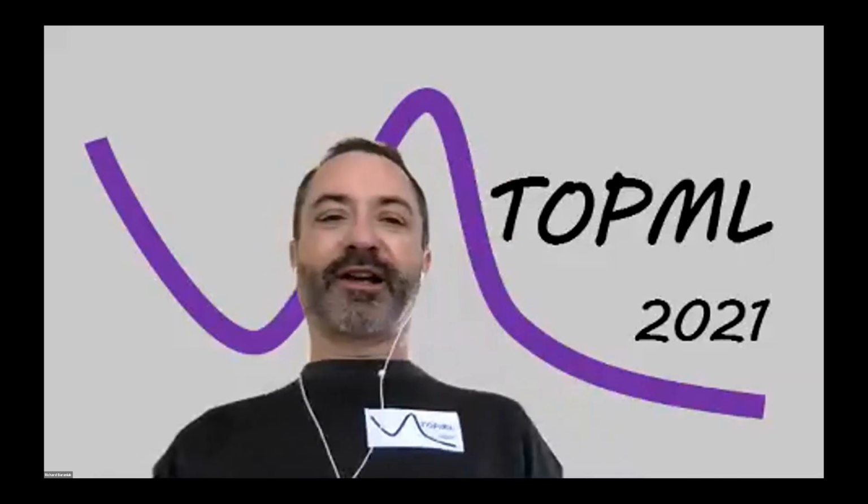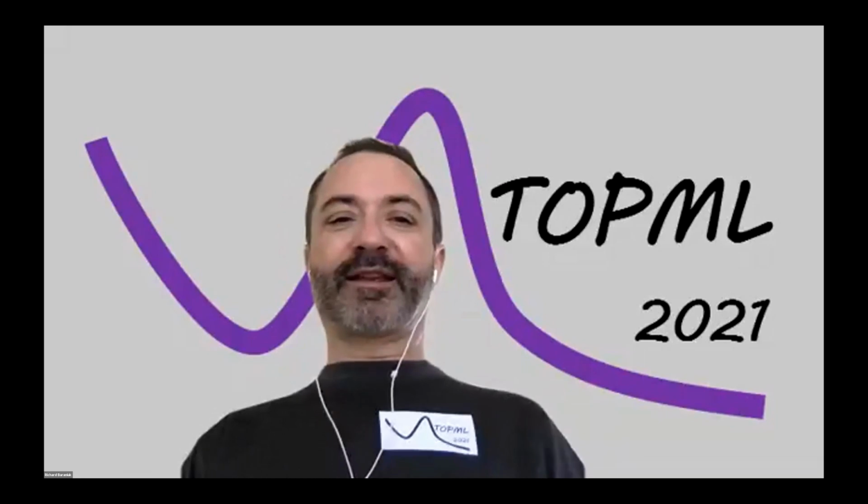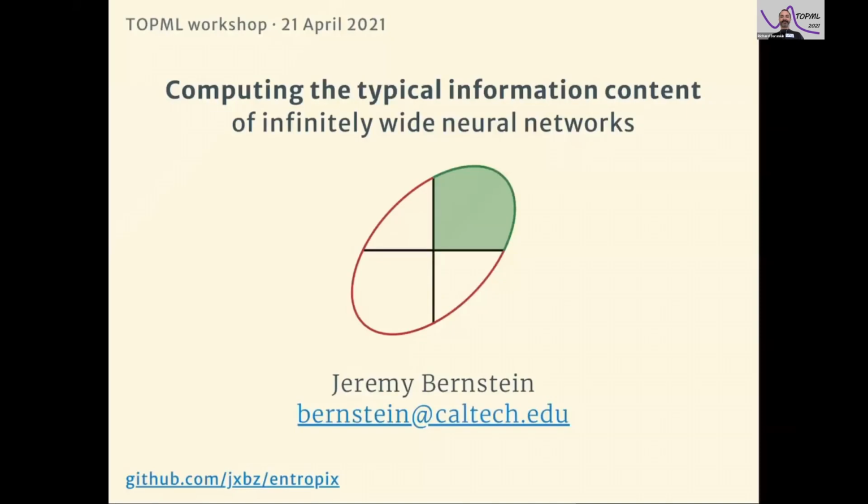Our next speaker is Jeremy from Caltech, and he's here to speak about computing the typical information content of infinitely wide neural networks. Take it away, Jeremy. Great. Can you hear me and can you see everything? Perfect. Okay, amazing. Yeah, thanks. That was a really interesting talk, and it's a pleasure to be here.